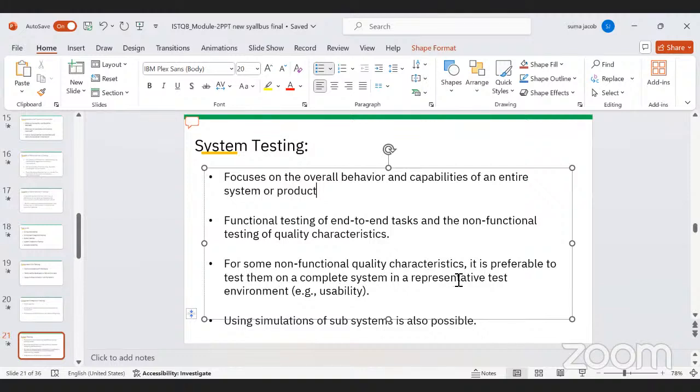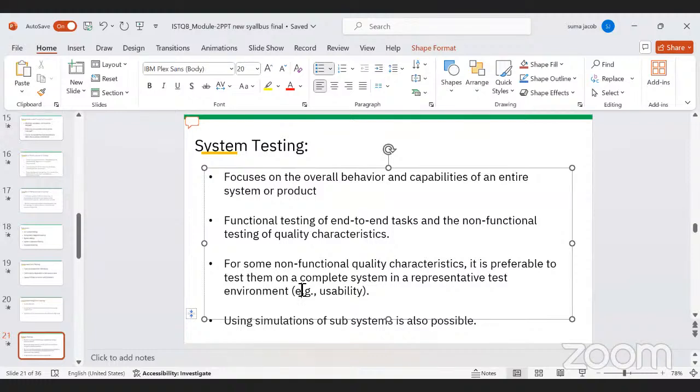We have discussed this point before. It is preferable to test them on a complete system in a representative test environment. For example, usability is one kind of non-functional testing which cannot be done earlier. It can be done only in a production-like environment where we will be able to check the usability of the system, whereas performance testing could be done on a component or system level as well.